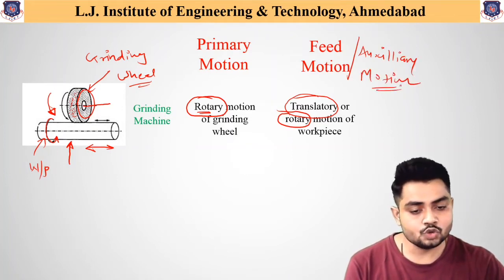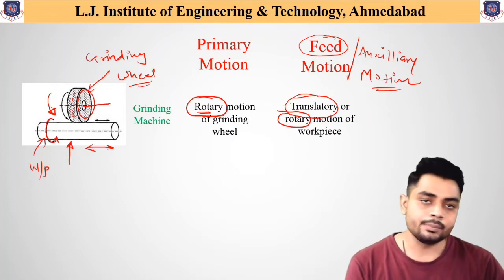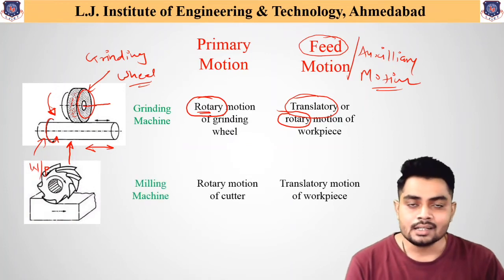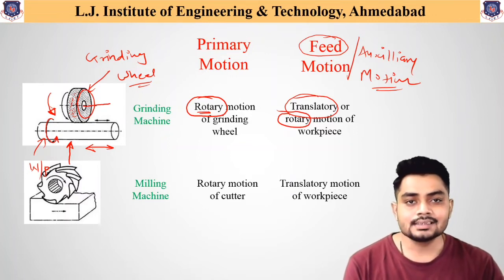So keep these two words in mind. If we are saying feed motion or if we are saying auxiliary motion, this is nothing but the secondary movement required for machining purpose. Now similarly, next one, that is the milling machine. In the case of milling machine, the milling cutter is rotating about its axis at certain position.